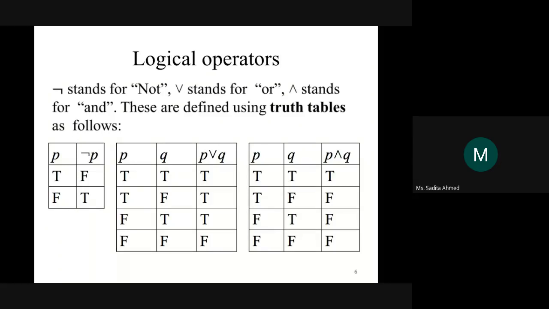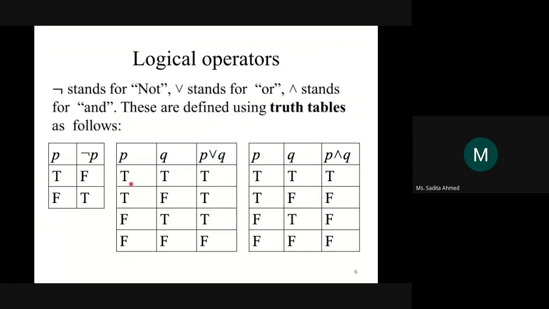It can either be true or false. Nothing else, all right? Same goes for Q. Q can either be true or false. Nothing else, okay? So we have two propositional variables, and each of them can have any of two possible truth values, okay?